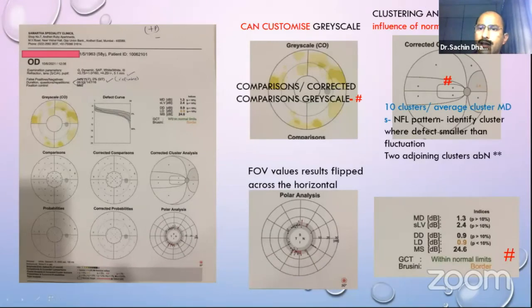Clustering and averaging in the cluster map reduces the influence of normal fluctuation on individual points. Ten clusters are there, and the average of each cluster is denoted. If the value is normal, it is denoted as a plus, as is the representation across the Octopus perimeter. And if there is a deviation into significant percentile values, it is denoted in orange and red color with values in bold.